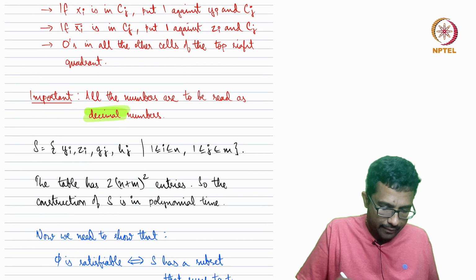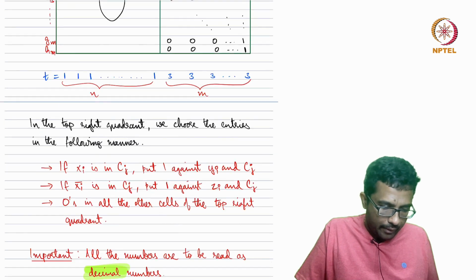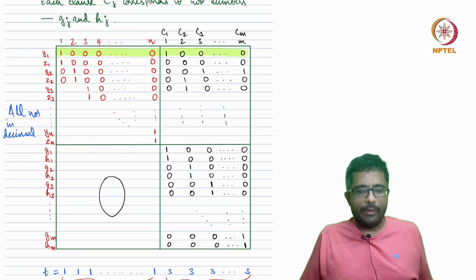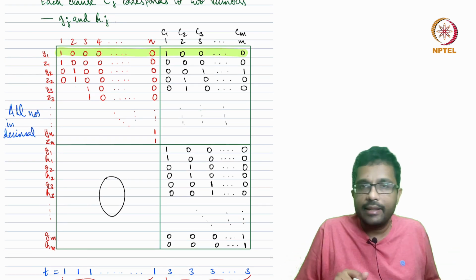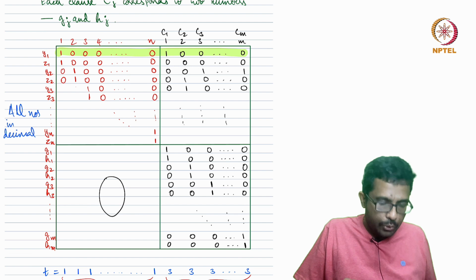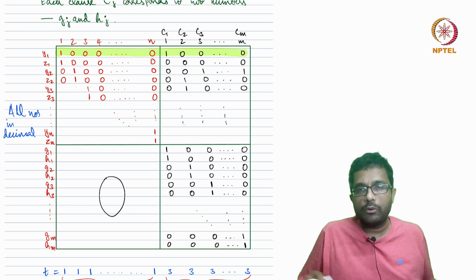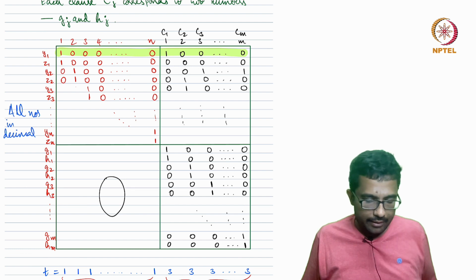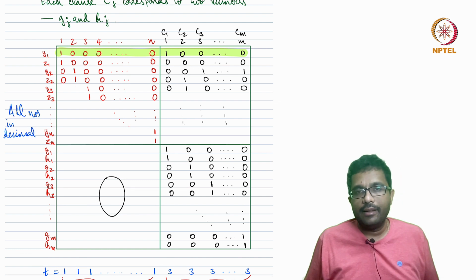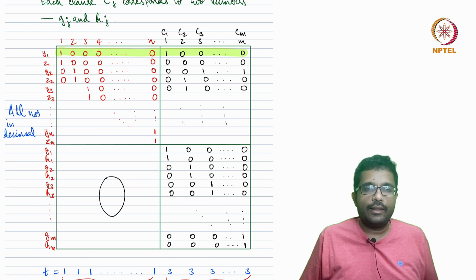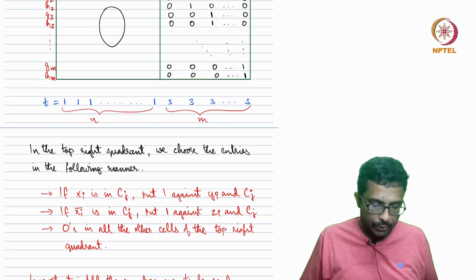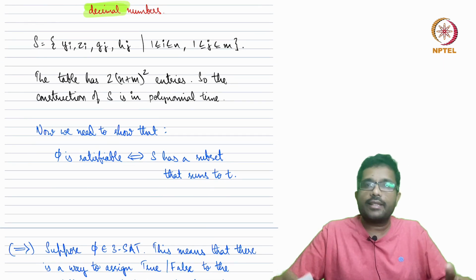Right, so S I have described, and the construction is clearly in polynomial time because construction mainly involves building this table, and this table has 2 times (m plus n) rows and m plus n columns, so 2 times (m plus n) whole squared number of entries, which is polynomial in the size of the formula given, right? So the construction is polynomial time.